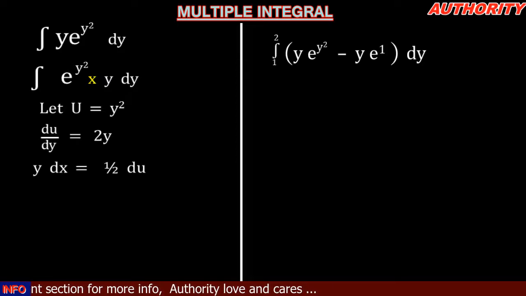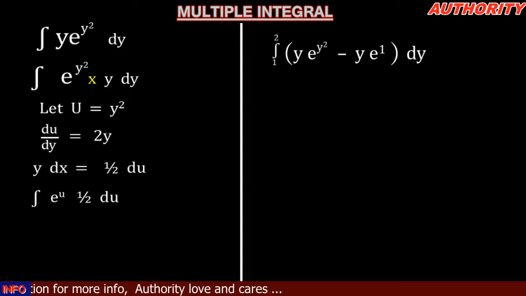So in place of y squared now, we replace it with u, right? Good. That means we're going to have the integral of e raised to power u, and then in place of y dy, we replace it with 1 all over 2 du. Okay, so after this substitution, we see that we have the integral of e raised to power u times 1 all over 2 du. Here 1 all over 2 is a constant.